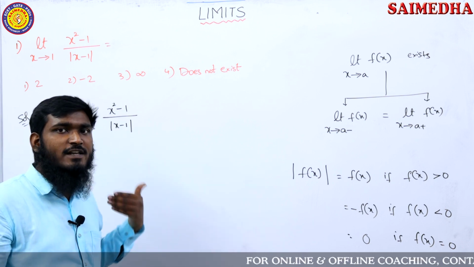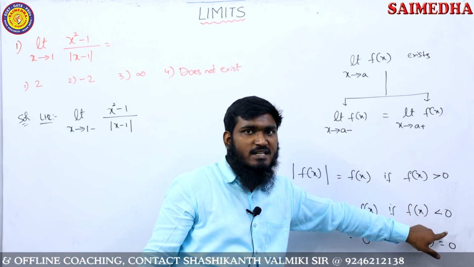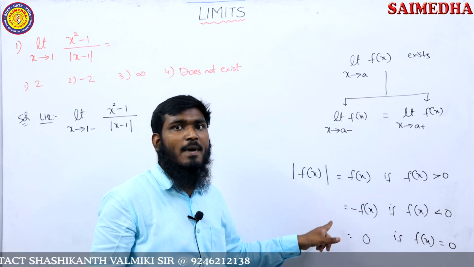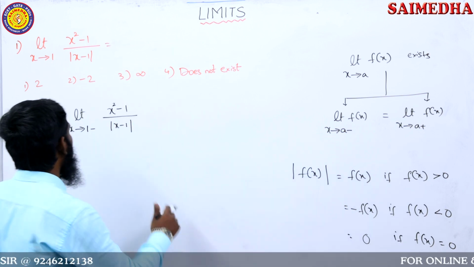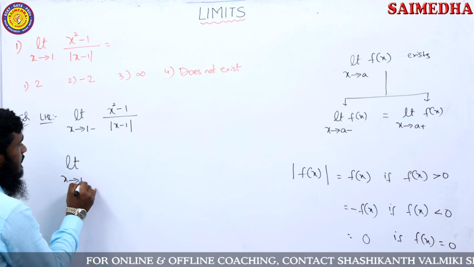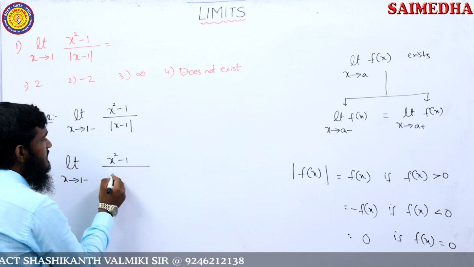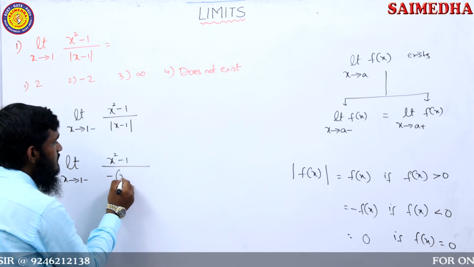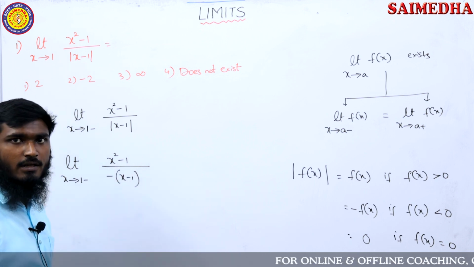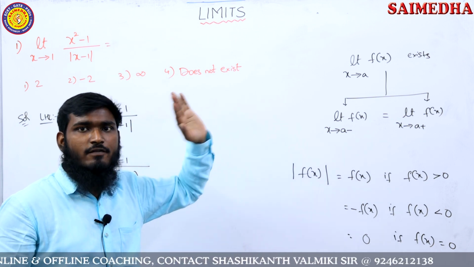If you are getting the f of x part as negative, it will be less than 0. If it is less than 0, what do we have to take? Minus of f of x we have to take. Understood? So limit x tends to 1 minus of x square minus 1 divided by mod x minus 1, we are taking it as minus of x minus 1. If f of x value is greater than 0, we have to write it as it is.